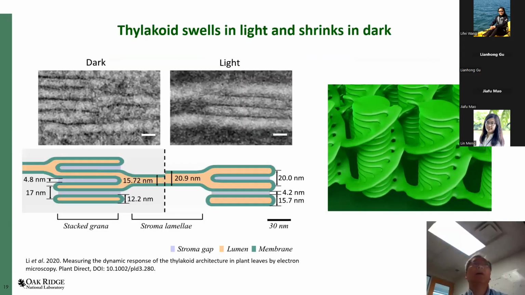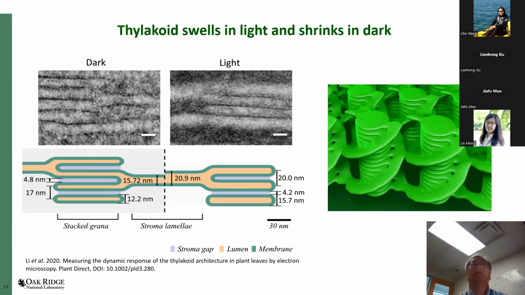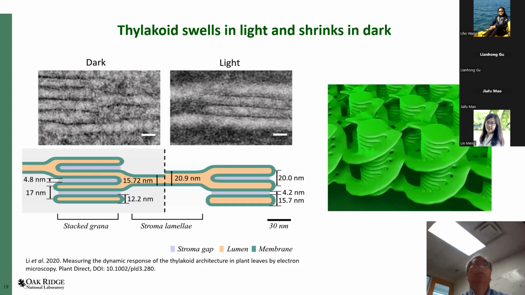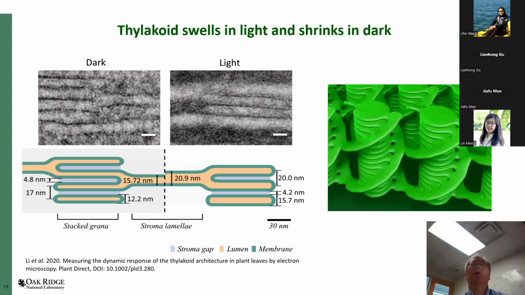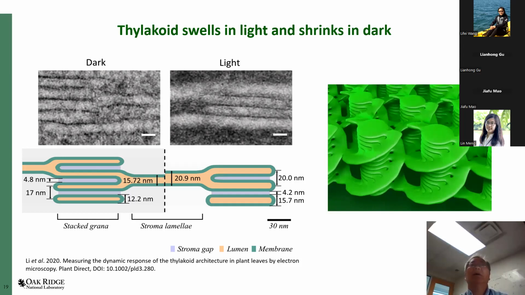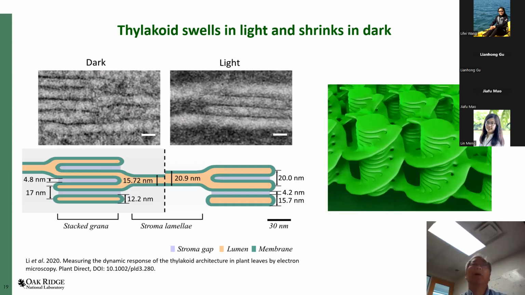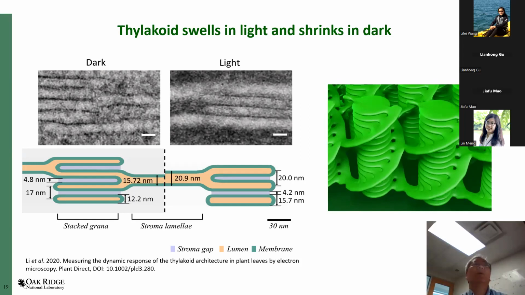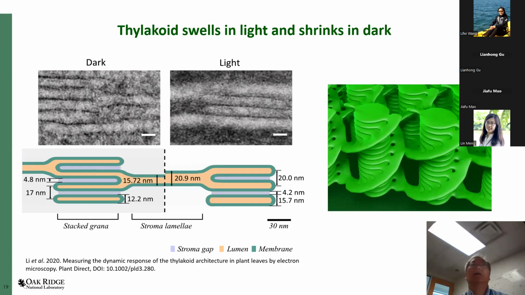It turns out thylakoid swells in light and shrinks in dark. As the light shines on chloroplast, thylakoid swells. The swelling is due to the expansion of volume of lumen, both in the granum stacks and in the stroma lamellae. The narrow space between two neighboring granum disks, known as partition gap or stromal gap, is squeezed as the granum lumen expands. In the darkness, thylakoid shrinks.